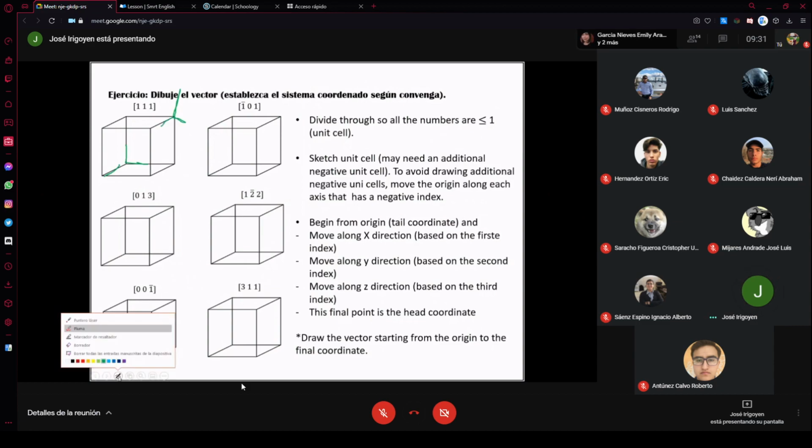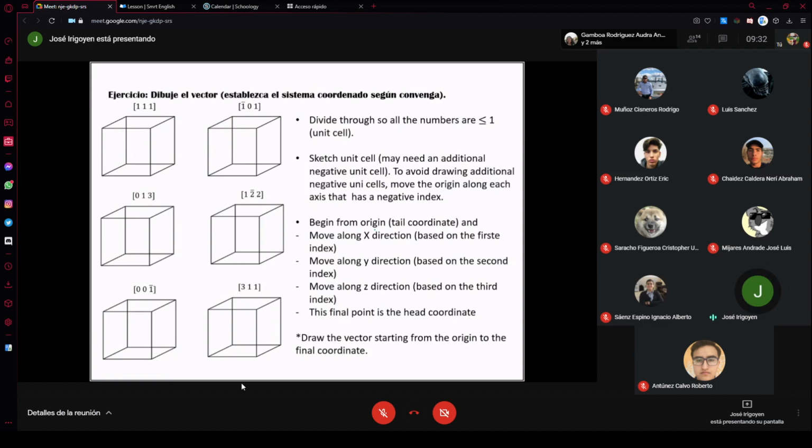Let's check the instructions. In this case, because you have 1, 1, 1, practically it's not necessary. Yeah, you don't have negative values here, so it's not necessary. So divide, well, we have already done this. Also this, you have here the sketch of the unit cell.